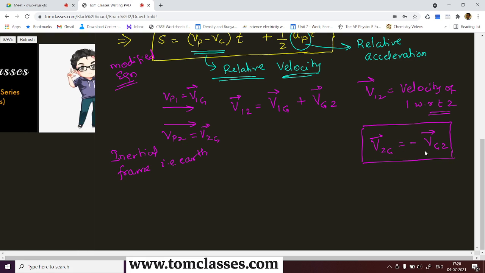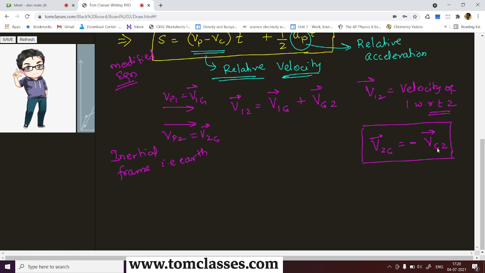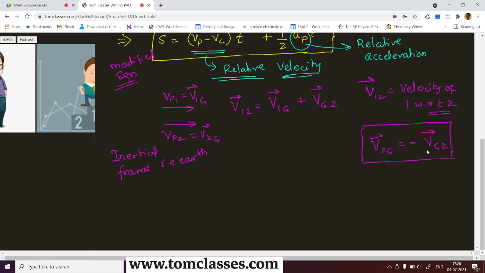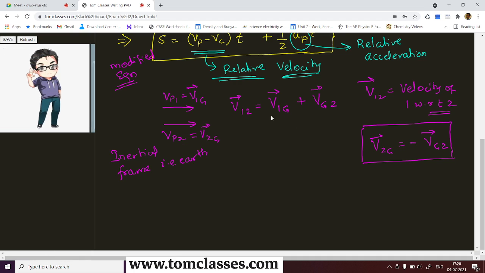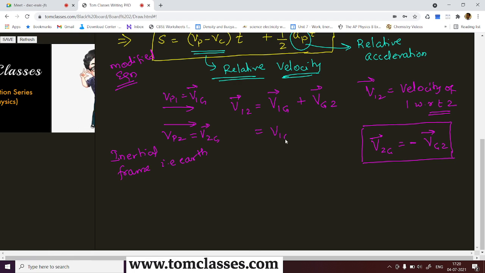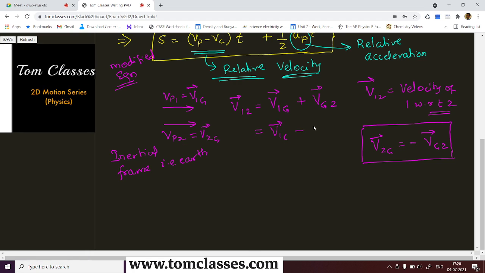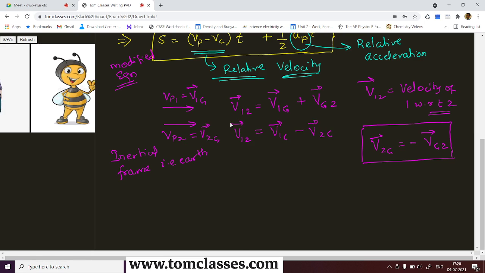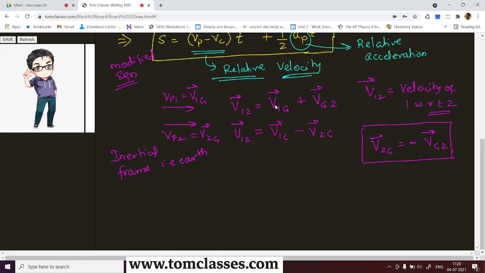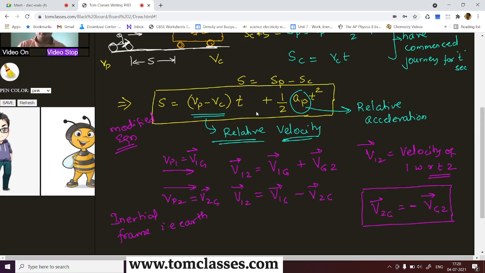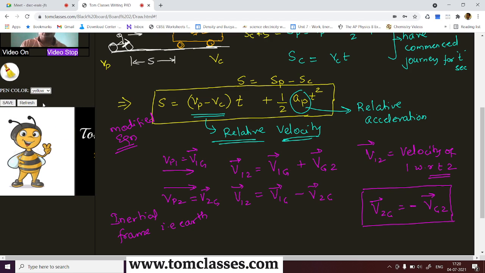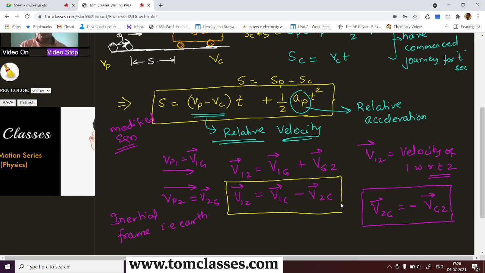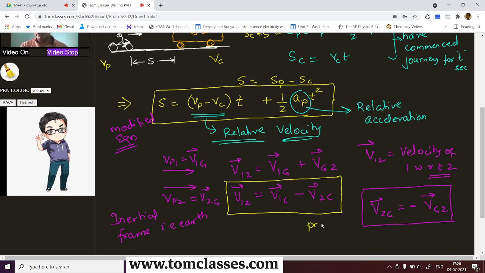Here the ground is not stationary. Ground is also changing its position, so that is the modification we are going to do over here. So this will become v1g minus v2g, and this is v12. This is one practical result we get over here.